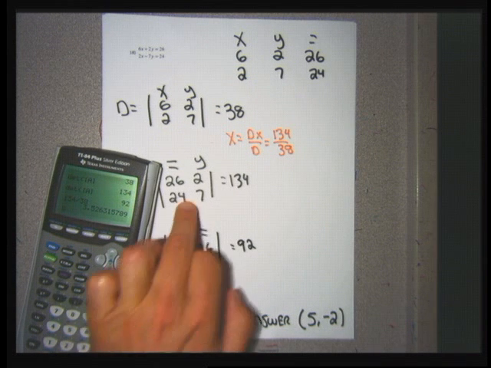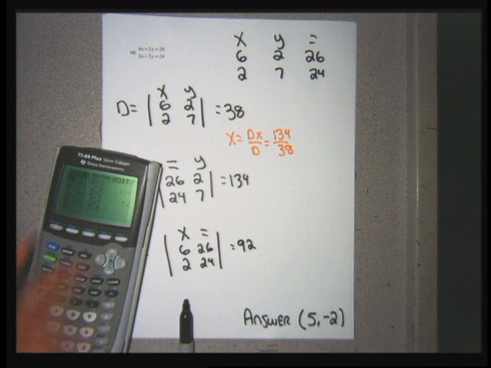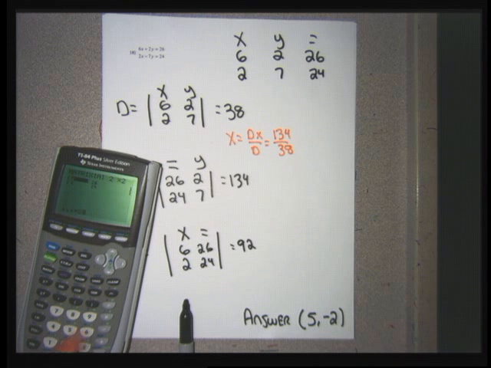I'm going to redo the d sub x. Second matrix, edit, 2 by 2, 26, 2, 24, and 7. Second quit. Second matrix, math, det, second matrix, enter, enter, is 134. Really? Oh, I see. My mistake is a really horrible mistake. All my determinants are wrong. Hopefully you caught my mistake.